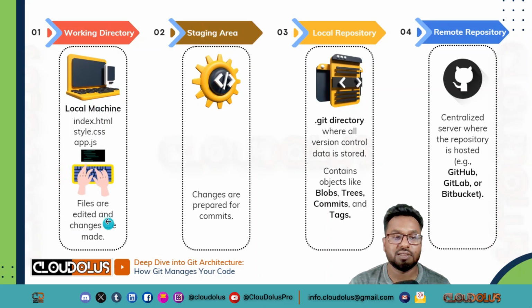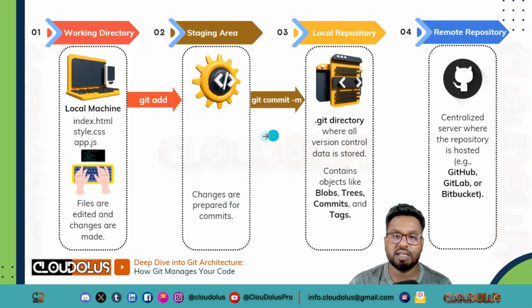First of all, the files are edited, and when you have made the changes, you go to the next stage, the staging area. Use the git add command. Using the git add command, your changes go to the staging area to prepare the commit. After the changes are all staged, you go for git commit -m into the local repository in the .git directory, with the version control data and any kind of object information.